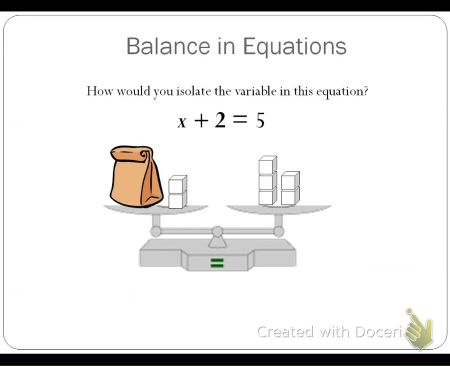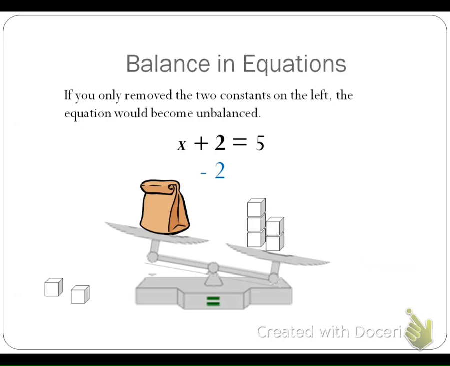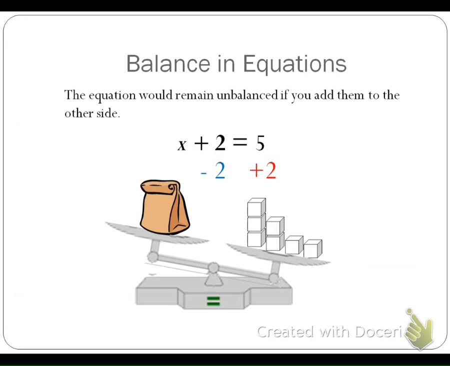But how will we isolate our variable so that we can figure out its value? Well, you see 2 blocks are with our bag right here, our variable. What are you going to do? Well, you probably say you're going to take them away, which you're almost there. Yes, if we took those 2 blocks off that side, but look what happens to our scale. It tips. The scale isn't balanced. So our equation isn't balanced yet. You wouldn't just add those 2 blocks to the other side on the balance. It still stays unbalanced.